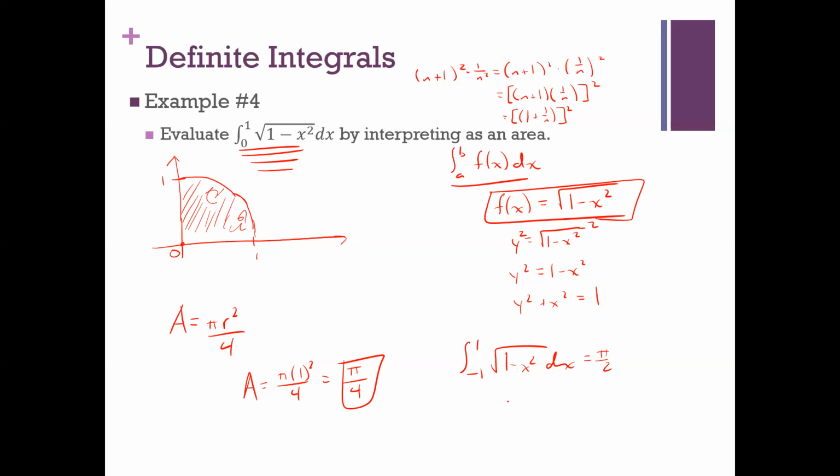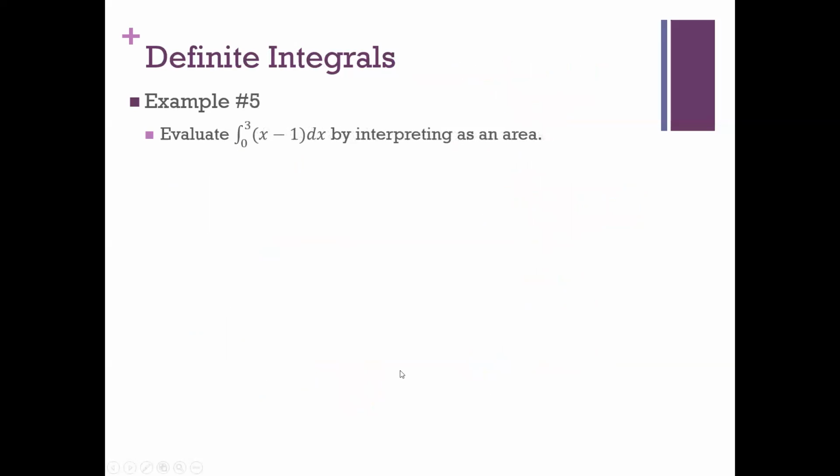Any questions on that? Circle. All right. Same idea. I want to evaluate this as an area. So what should I do? Do a graph. So from 0 to 3: 0, 1, 2, 3. And -1.